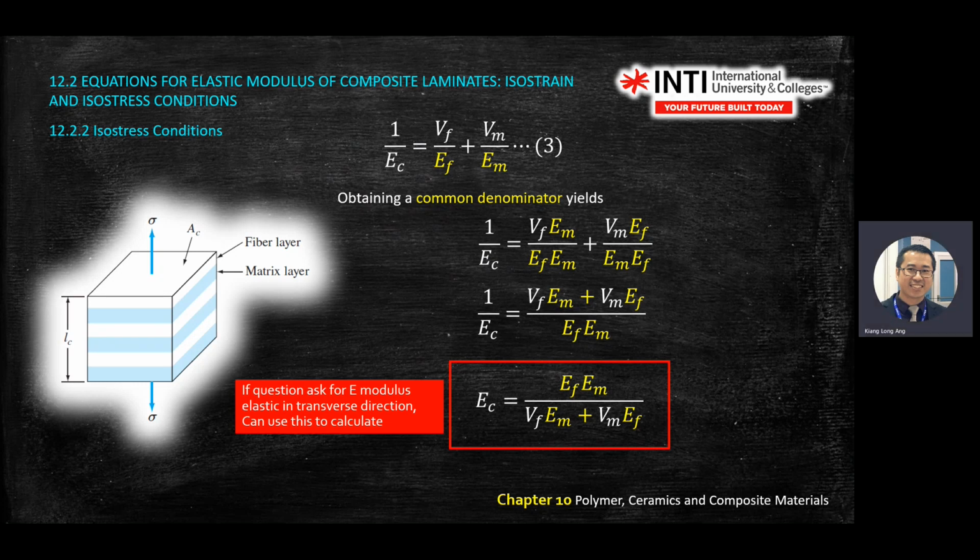So this is how you know whether the question is asking you isostress or isostrain. If it asks you to find Young's modulus, elastic, in the transverse direction, then use this one. If the question asks you in the longitudinal direction, then use the isostrain equation.